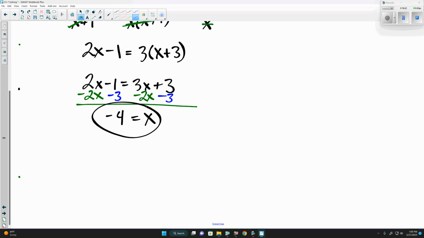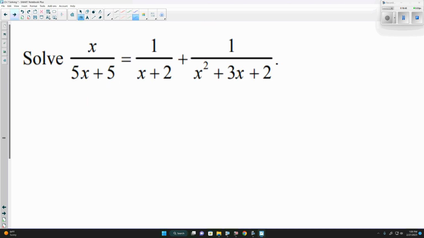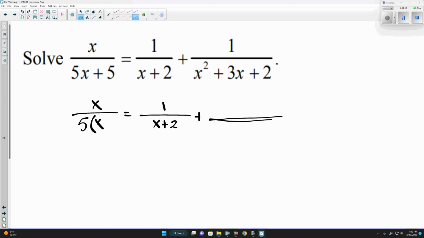Questions on any of these here? So this here, we have two denominators that will factor. One of them is the 5x plus 5. How can we factor this? Factor out the 5. Which gives us 5 times x plus 1. When we factor the 5 out, 5x becomes x, 5 becomes 1, and we have 5 times x plus 1.